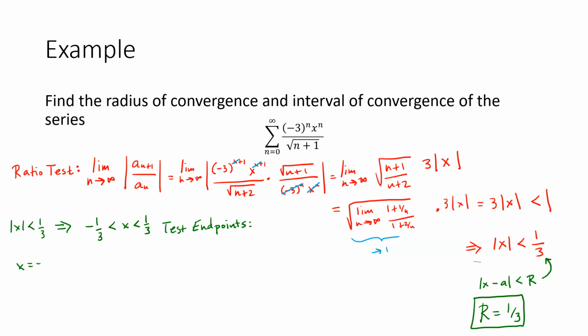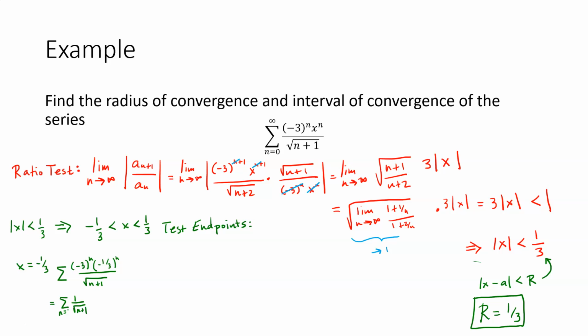So at x equals -1/3, when I substitute that in for x here, I get (-3)^n times (-1/3)^n over the square root of n plus 1. Notice here that these simplify. (-3)^n times (-1/3)^n just becomes 1^n, which is just 1. So this simplifies to the series 1 over the square root of n plus 1.